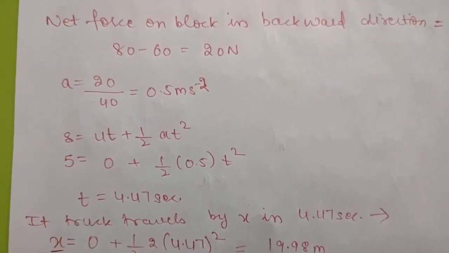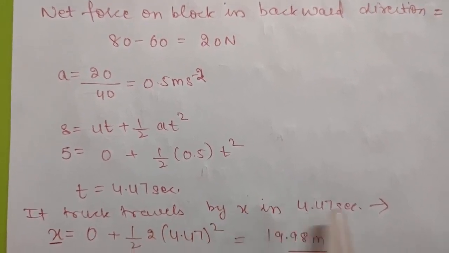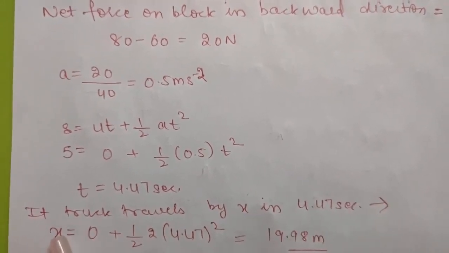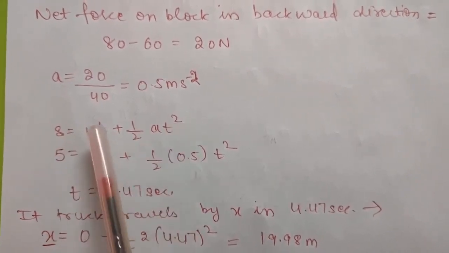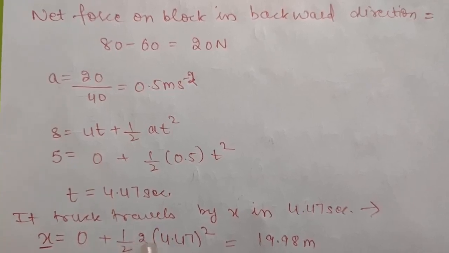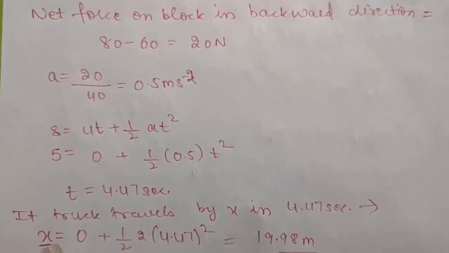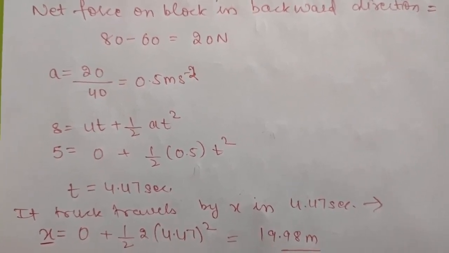Okay, so now let us say the truck travels x meters in this much time. So easily you can now calculate the distance traveled by the truck by using the same equation. Again u will be 0. So s is equal to ut plus half at square. So from here you can say the distance traveled from the initial point is 19.98 meters.